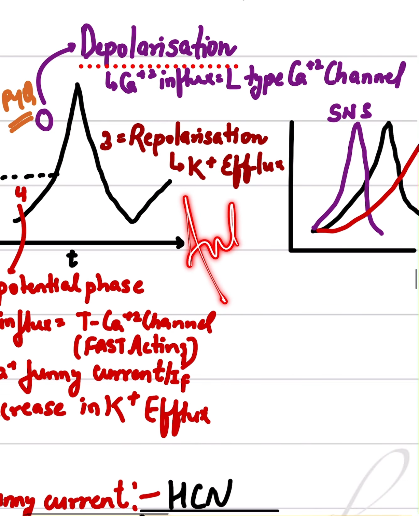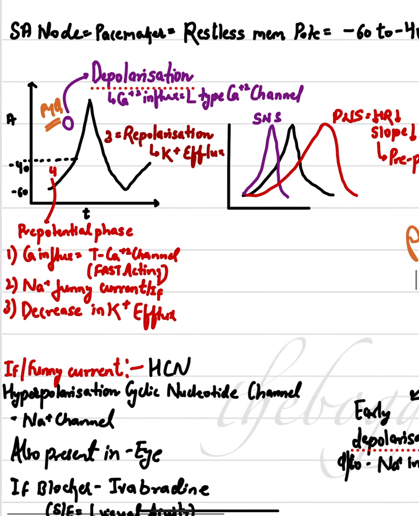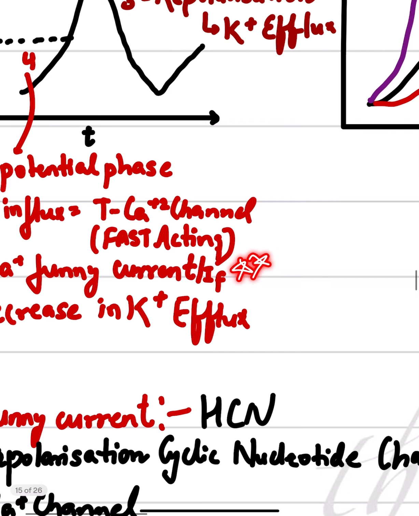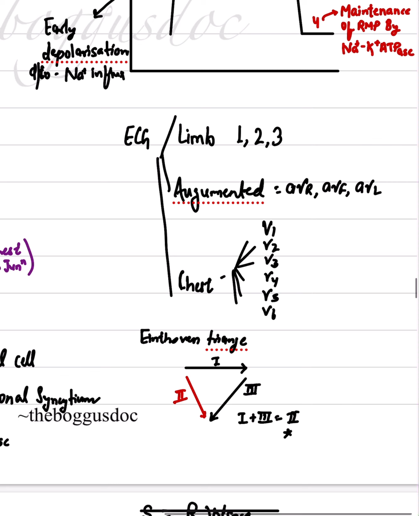Okay, here automaticity is found. Why? The reason for automaticity is these three channels, including the L-type calcium channel, but the main cause of automaticity is the sodium funny current. Okay, there is no automaticity here.